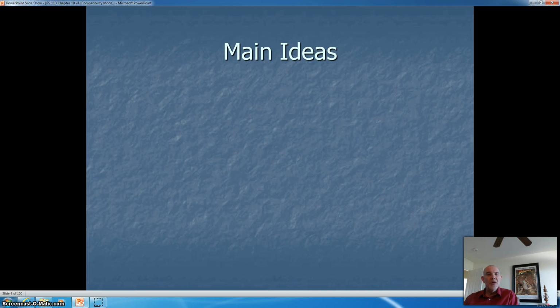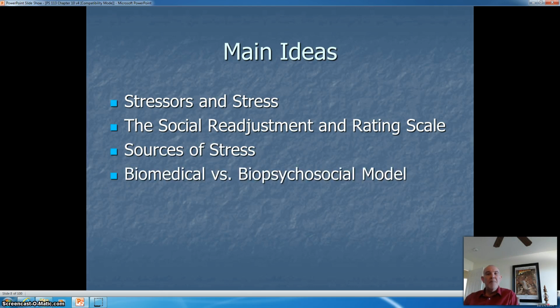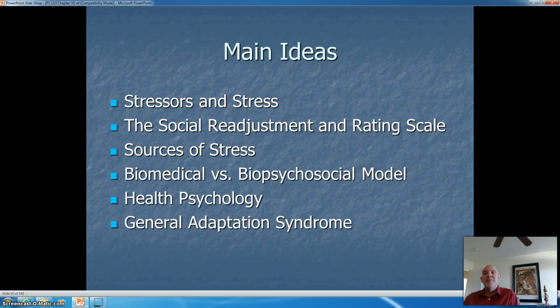Now there's several main ideas in this chapter I want to go over with you on the video lecture, and these include stressors and stress, the Social Readjustment and Rating Scale, abbreviated as the SRRS, sources of stress, medical models, including the traditional biomedical view and the newer biopsychosocial model, health psychology, the general adaptation syndrome, and coronary heart disease. Let's get started.